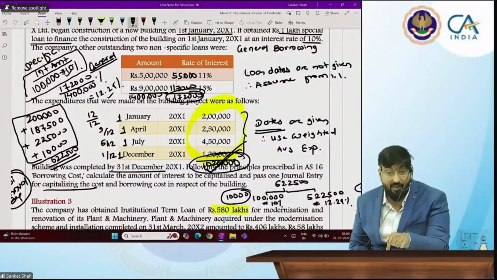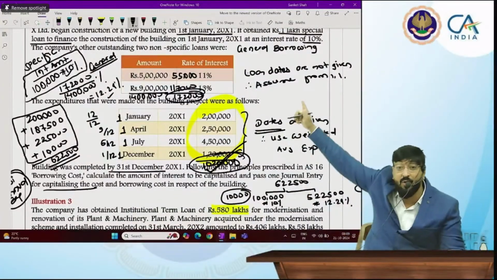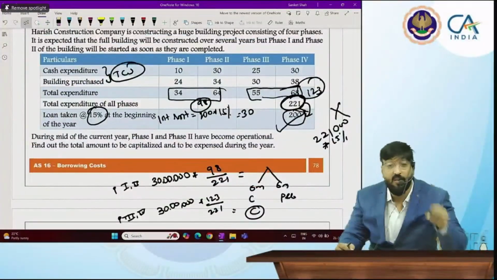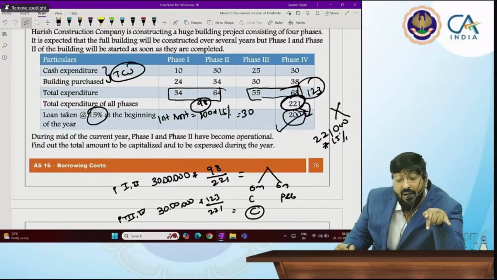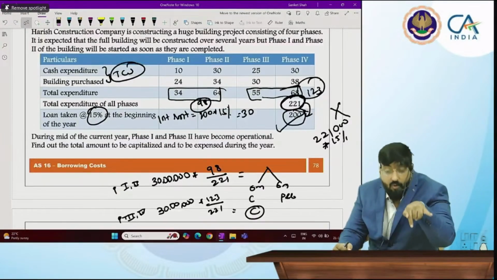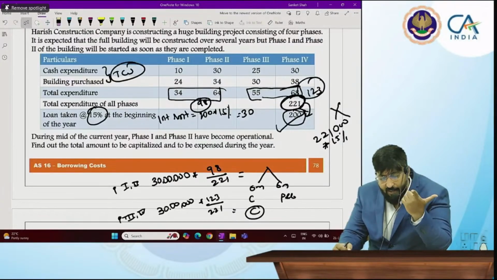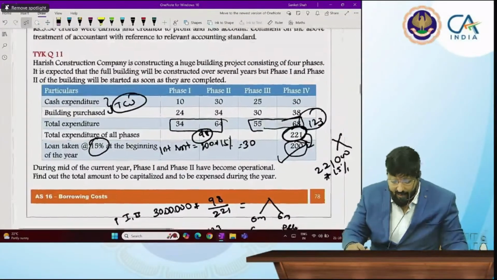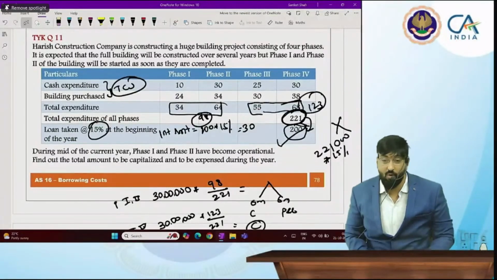The interest amount on this, I am going to capitalize interest on 10,20,000 and not on the loan amount. And here in this question, very important, first check my loan amount. It is 200 and what is my expenditure? 221. So I will charge interest on 221 or 200, whichever is lower. So in illustration 2, you have to be very careful. Loan amount and expenditure amount, whichever is lower. Here loan amount is lower in TYK 11, and in illustration 2 expenditure amount is lower. Got the concept?